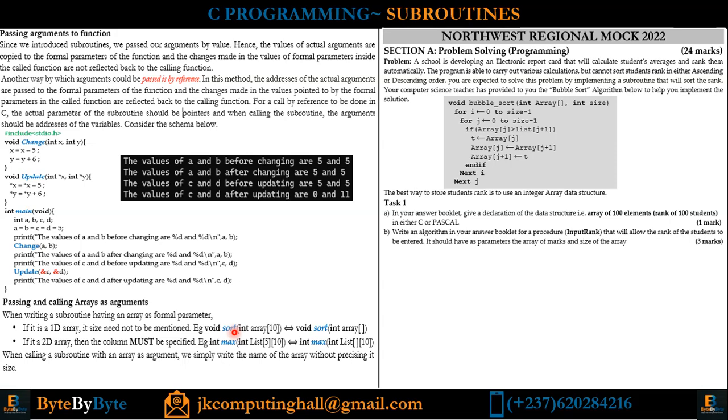Problem: a school is developing an electronic report card that will calculate students' averages and rank them automatically. The program is able to carry out various calculations but cannot sort student rank in either ascending or descending order. You are expected to solve this problem by implementing a subroutine that will sort the rank. Your computer science teacher has provided to you the bubble sort algorithm below to help you implement the solution.